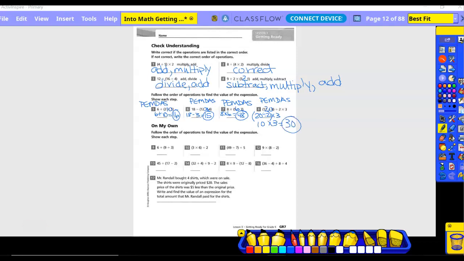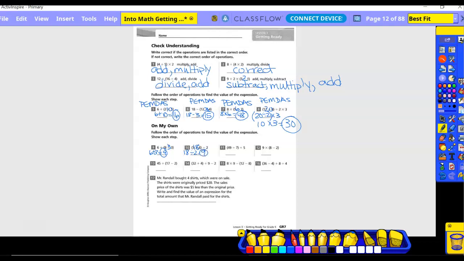On my own, follow the order of operations to find the value of the expression. Show each step. 6 plus parentheses 9 divided by 3. What do I do first? Because it's in parentheses. So 3. So 6 plus 3 equals what? 9. Okay. PEMDAS: parentheses, exponents, multiplication, division, addition, subtraction. What do I do first? 3 times 6 because it's in parentheses. So 18. 18 divided by 2 equals 9.